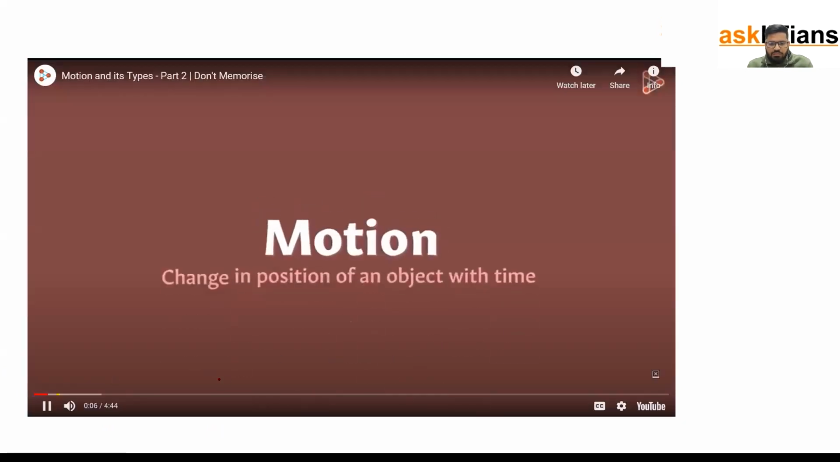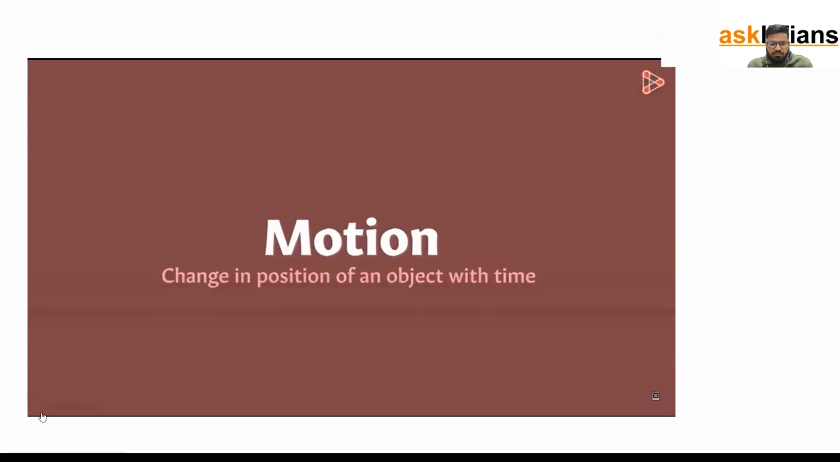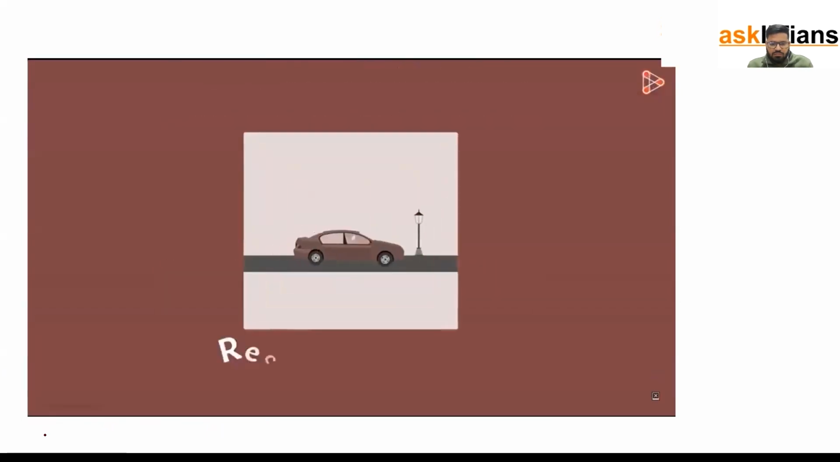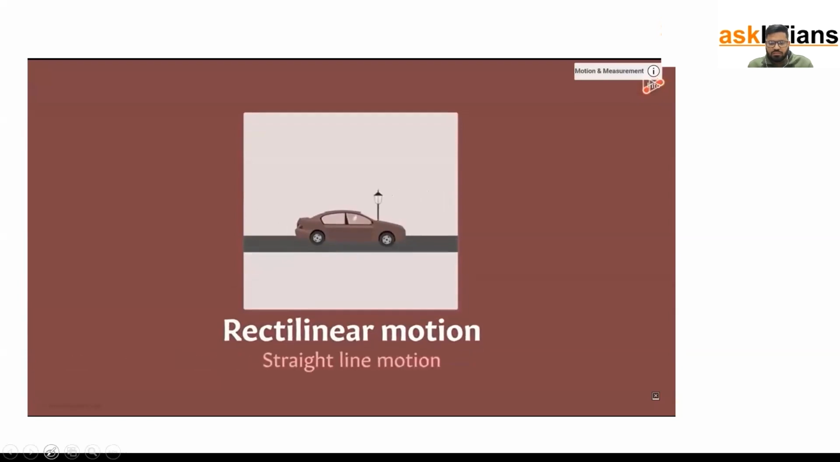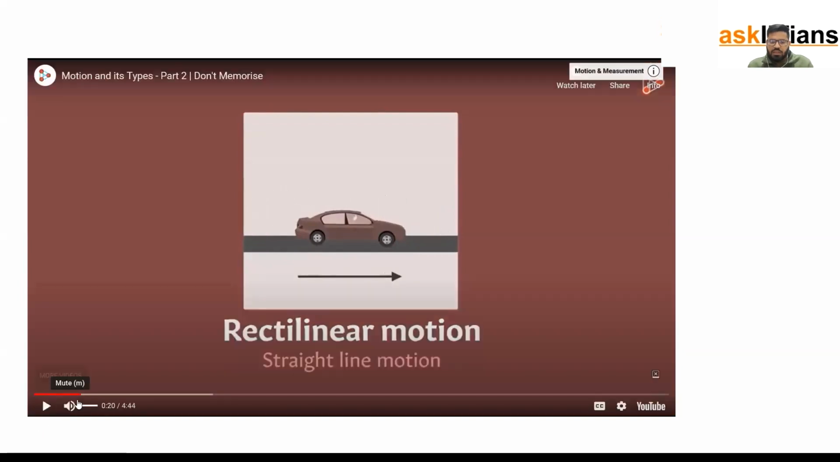In the previous video, we studied what motion is. We also saw one type of motion called rectilinear motion. It's nothing but straight line motion. In this type of motion, the path of a moving object is a straight line, because motion in a straight line is defined as rectilinear motion.